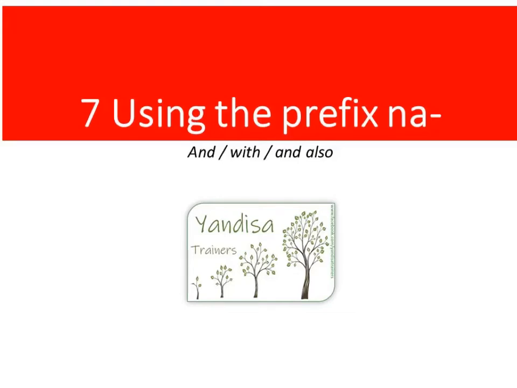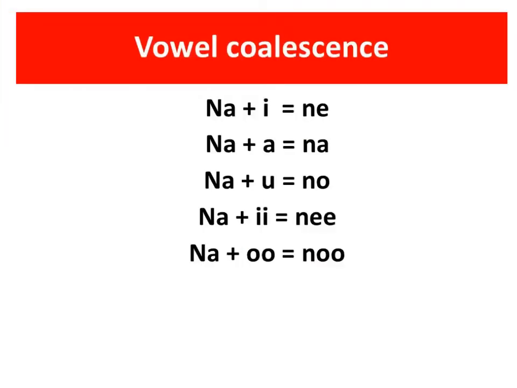Module 7, using the prefix na, which can indicate either "and" or "with" and also. Na can also be used when we say we have something, but we'll cover that in a different module. So in all the examples today, na is getting added to the front of your noun. And remember, all our nouns start on vowels because they belong to all these different noun classes, and therefore something happens which is called vowel coalescence.